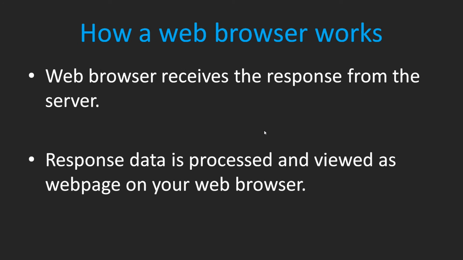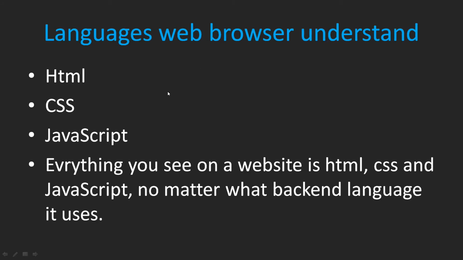So how a web browser works. The web browser receives the response from the server. As we showed earlier, we typed in google.com and we received the response from Google servers. And the response data is processed and viewed as a web page in your web browser. Languages a web browser understands: HTML, CSS, and JavaScript. These three are the languages which a browser understands.